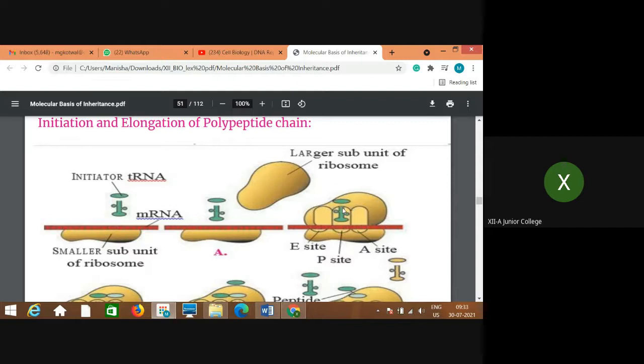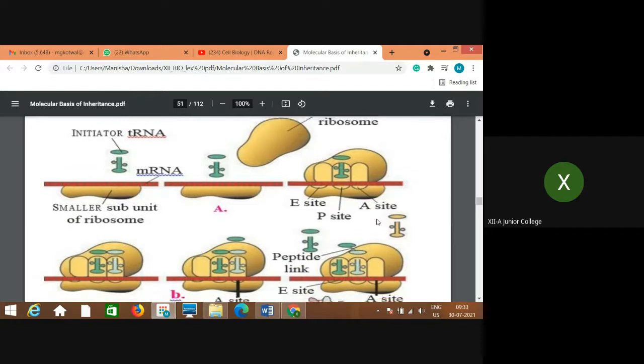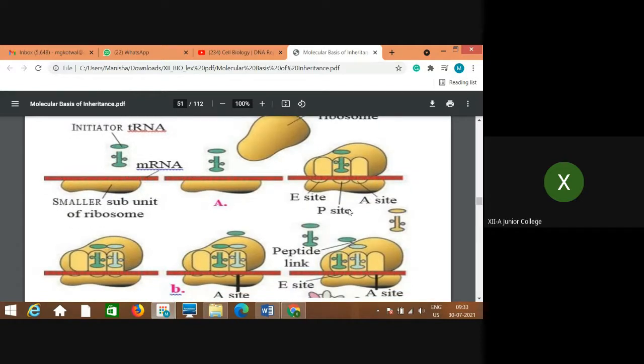This amino acid is there, which is carried by tRNA. Now the larger subunit binds with the help of Mg ions. Now see, what happens? This is what is called initiation, because when the first tRNA comes in contact, the process has started. That is initiation with the help of AUG.